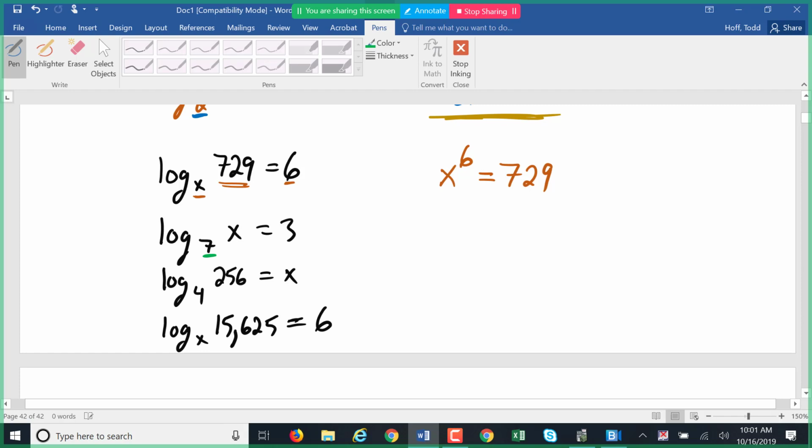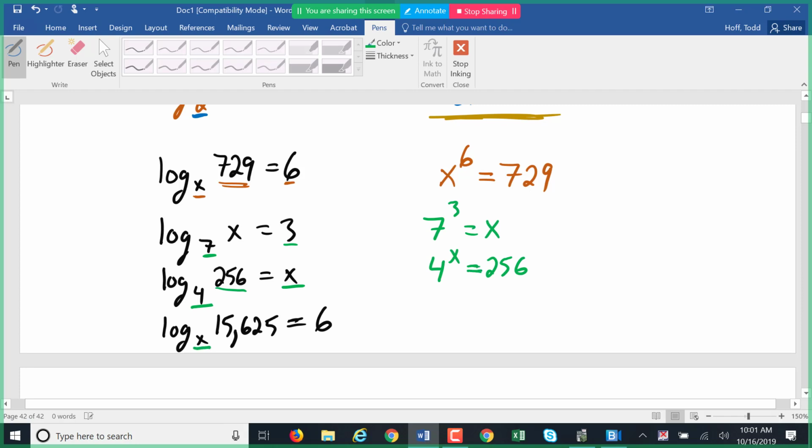So the base of the log is always the base of the exponent. So log base 7 is saying 7 to the power of something. The solution is our power, so the 3 is 7 to the third equals x. The second one here, 4 to the power of x equals 256.